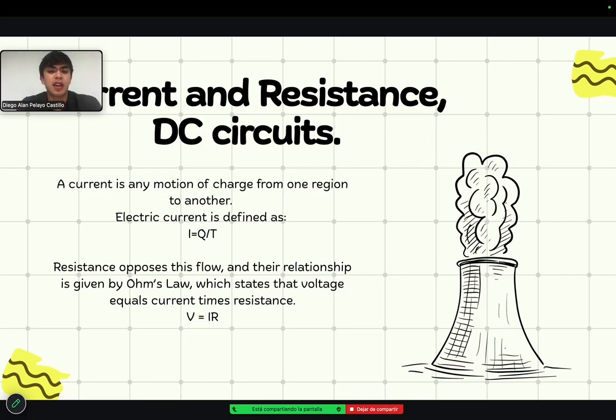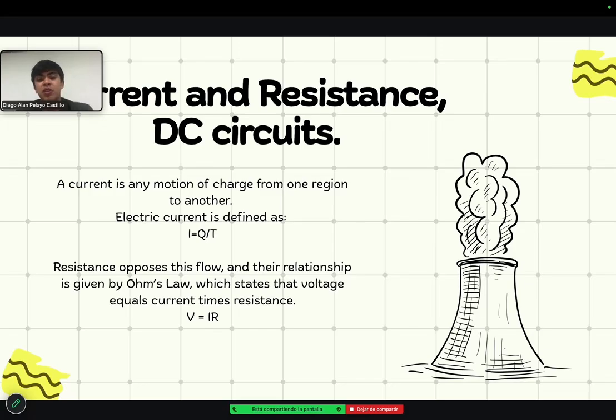A current, starting off with that concept, is any motion of charge from one region to another, and it is defined as I equals Q over T, which is also like the flow of electric charge through a conductor. It is measured in amperes, where 1 ampere corresponds to 1 coulomb of charge passing per second.